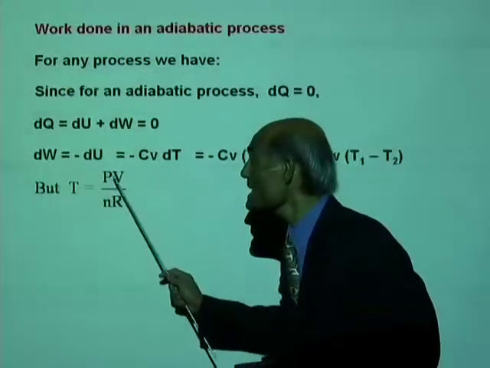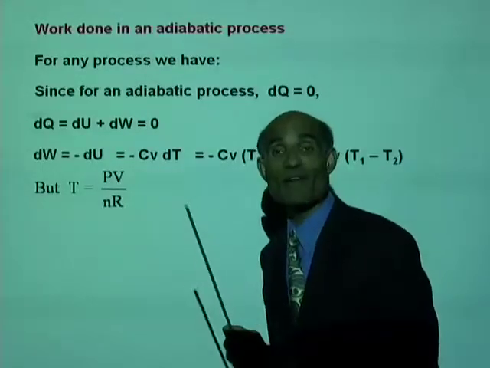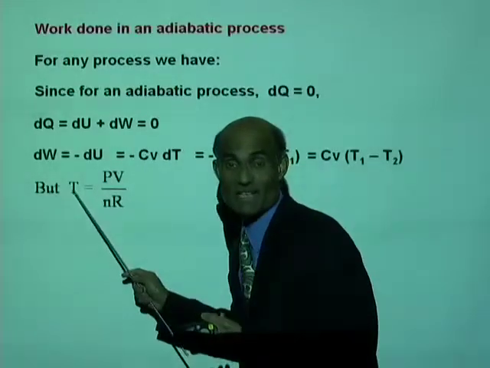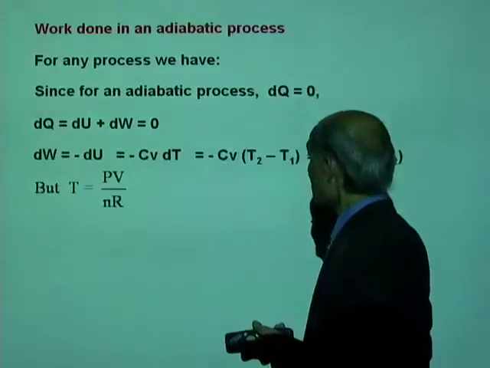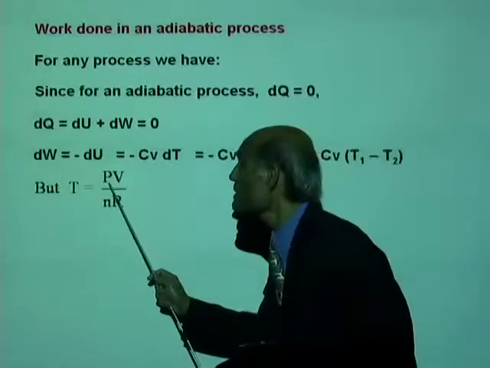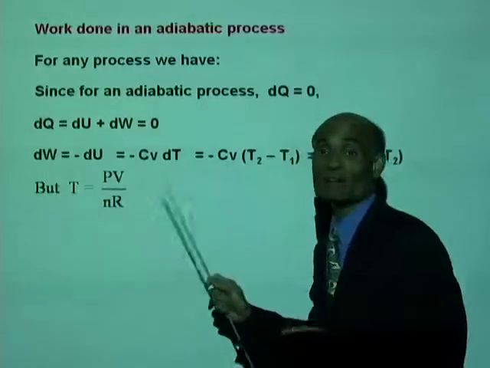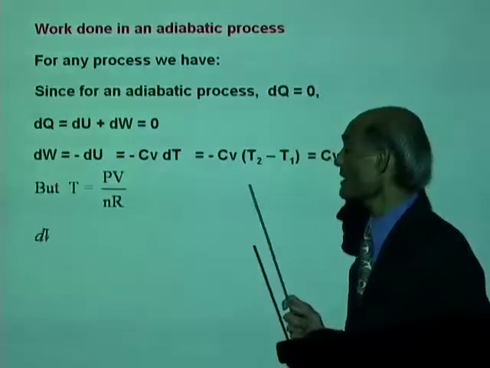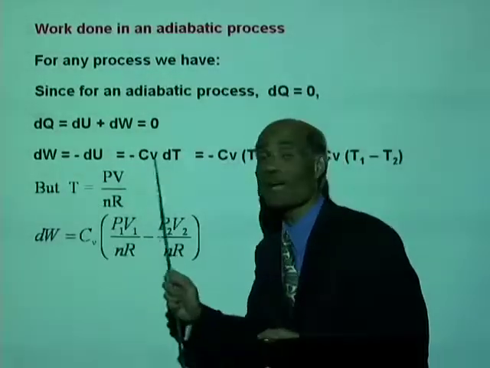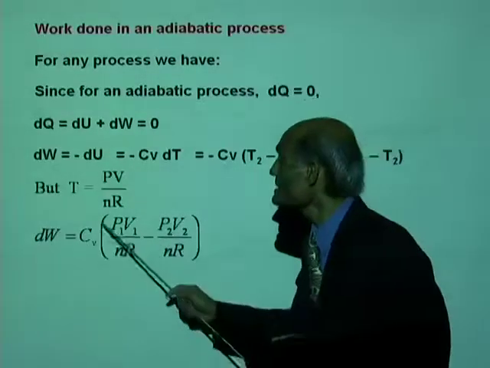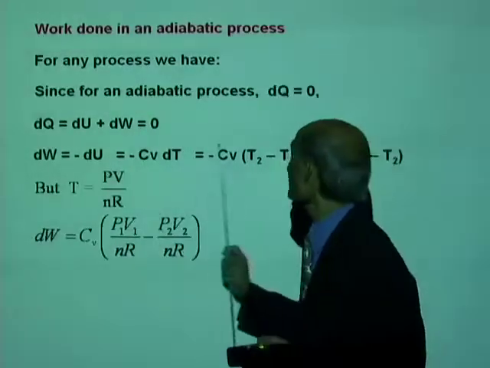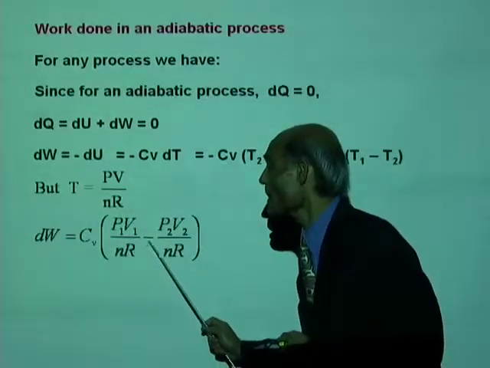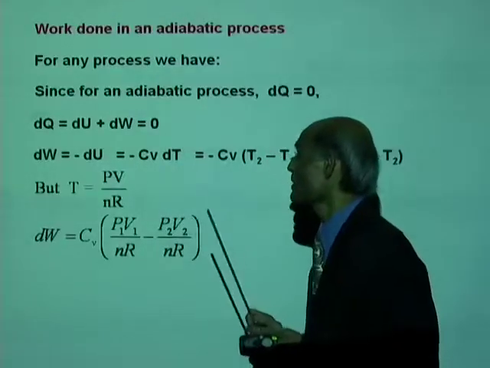But T equals PV over nR, the equation of state. PV equals nRT. And so your T1 can be written as P1 V1 over nR, and T2 can be written as P2 V2 over nR. So dW, work done in an adiabatic process, is Cv times T1 minus T2, which becomes P1 V1 over nR minus P2 V2 over nR.